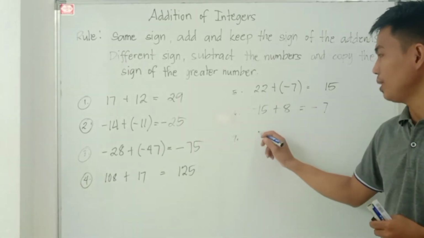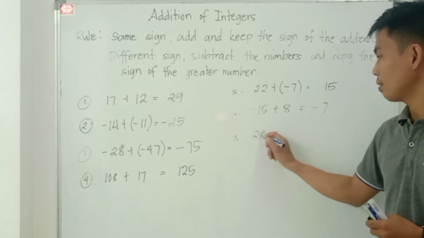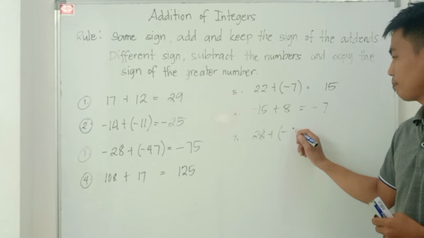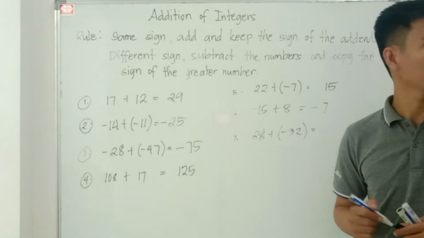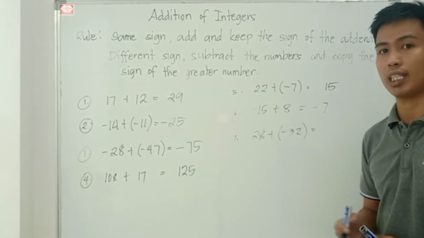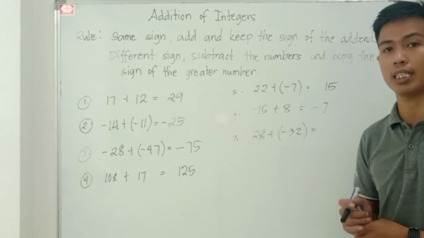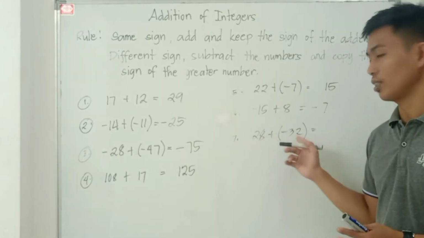Next, we have, let's say, 28 plus negative 32. So, 28 plus negative 32, as you can see, magkaiba sila ng sign. So, isang positive at isang negative. So, same rule na gagamitin natin, isusubtract muna natin yung numbers. So, 28 and 32, isubtract natin.